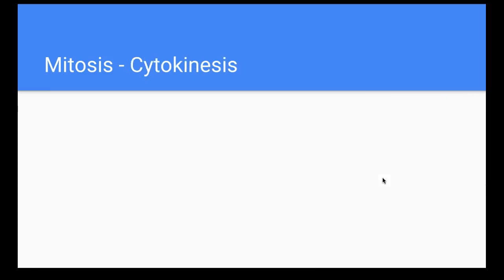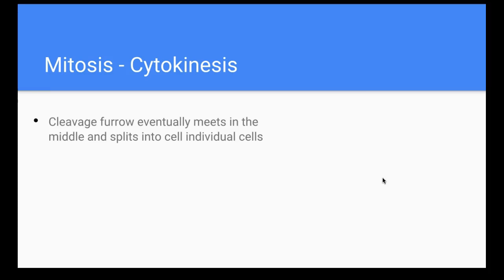moment is called cytokinesis. So cytokinesis is not actually its own phase of mitosis. It's just a moment in mitosis right at the end of telophase, when the cleavage furrow actually meets and splits the cells into 2 individual cells. Now that's what happens in animal cells, but in plant cells it looks a little bit different.